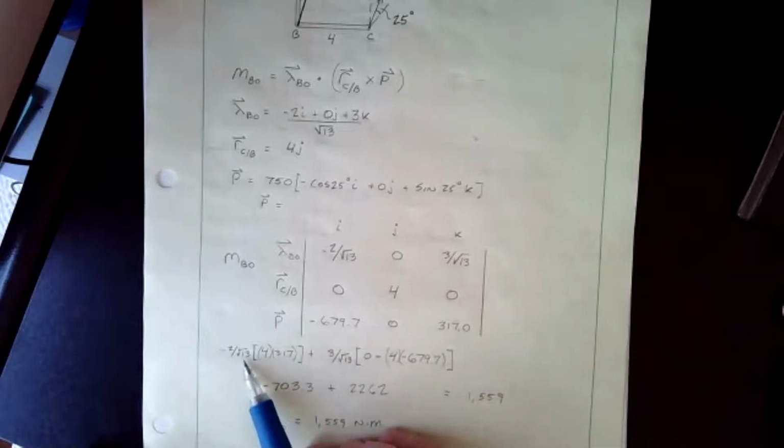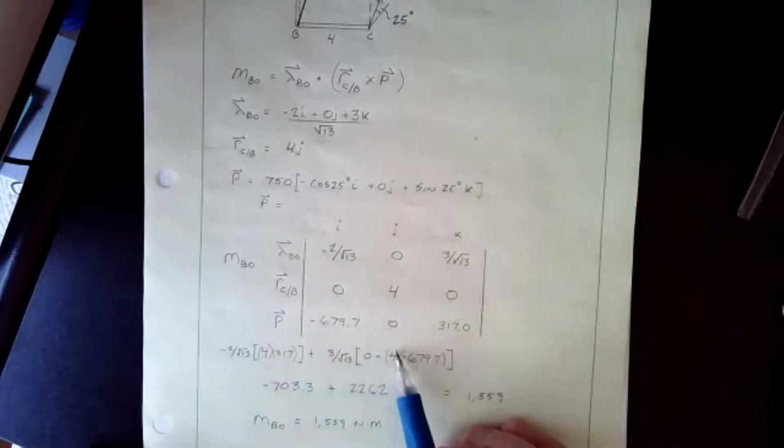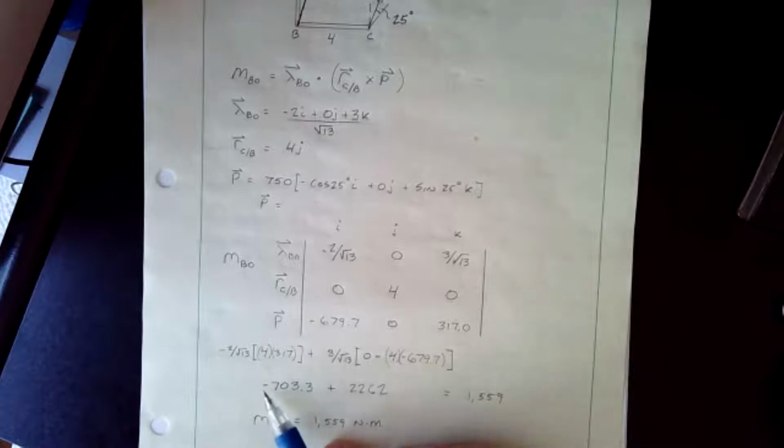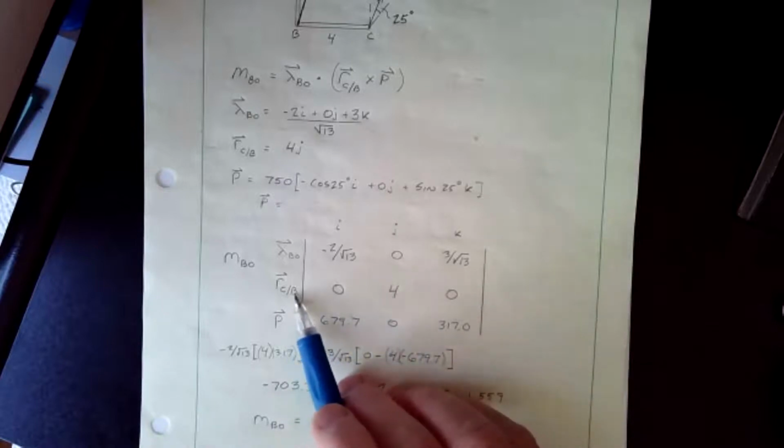You have -2/√13 times 4 times 317, plus 3/√13 times 0, minus 4 times -679.7. So down here, you ended up with -73.3 minus 2262. So some of you got the answer, which was about -2900. So if you did that, it's a minus sign. It's not the end of the world, but it's what that minus sign represents. It represents the fact that this was not correct.